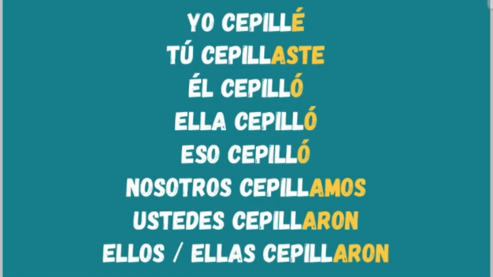If you want to say we brushed, you have to say nosotros cepillamos. Nosotros cepillamos. Now in the plural form, if you want to say you brushed, in Spanish you have to say ustedes cepillaron. Ustedes cepillaron. And then if you want to say they brushed, if you're talking about a group of guys, ellos cepillaron. And if you're talking about a group of girls, then you have to say ellas cepillaron.